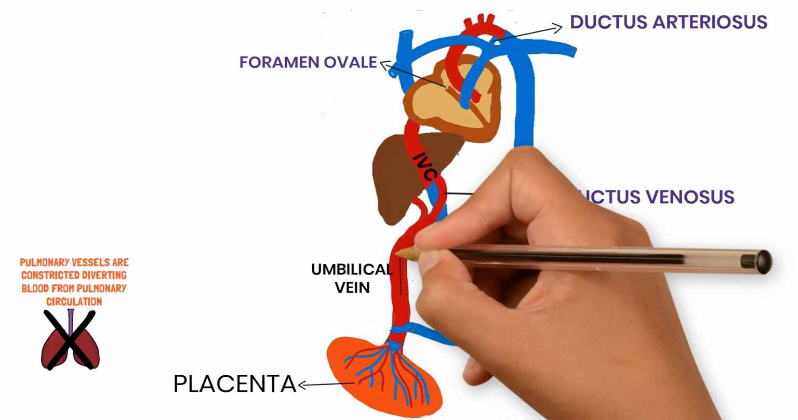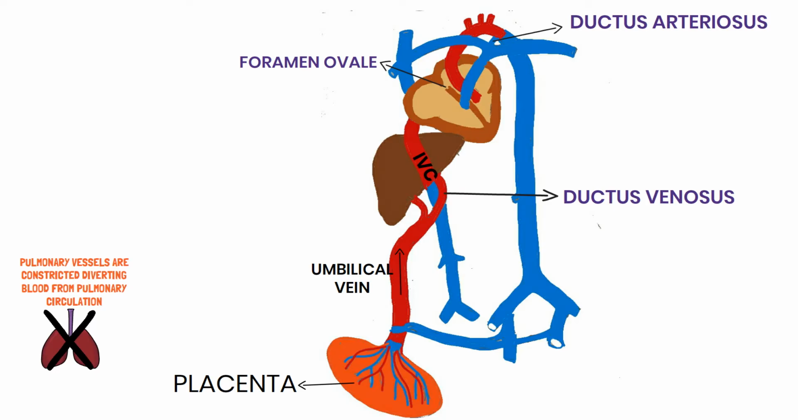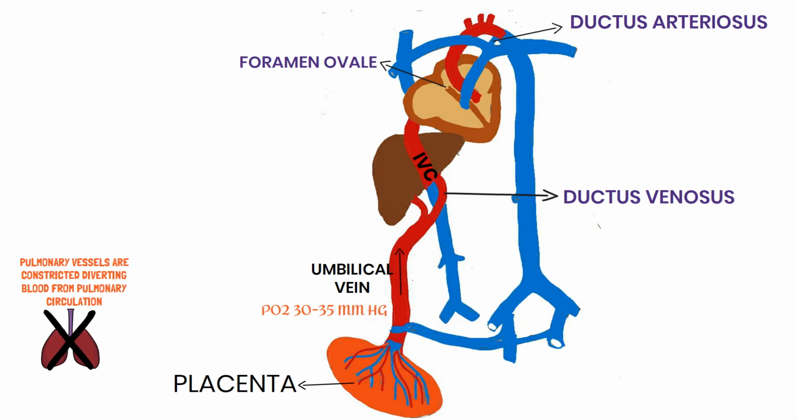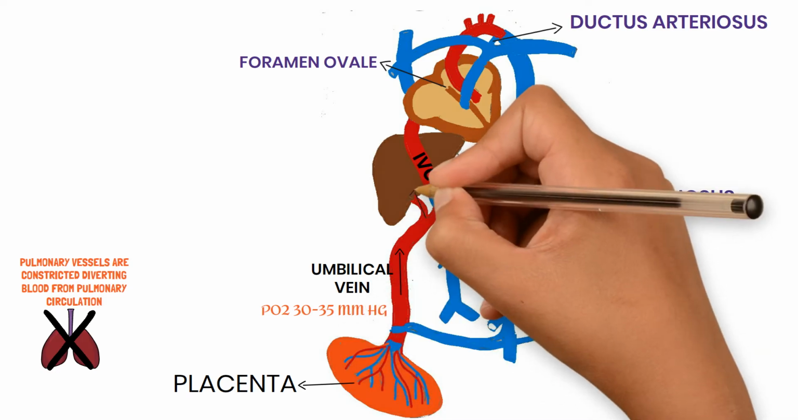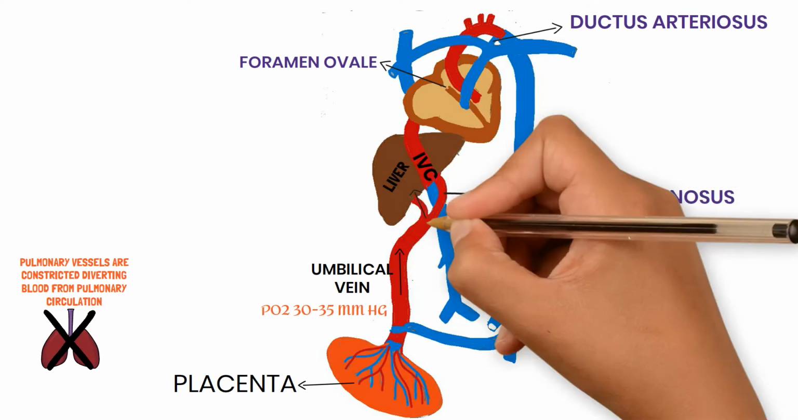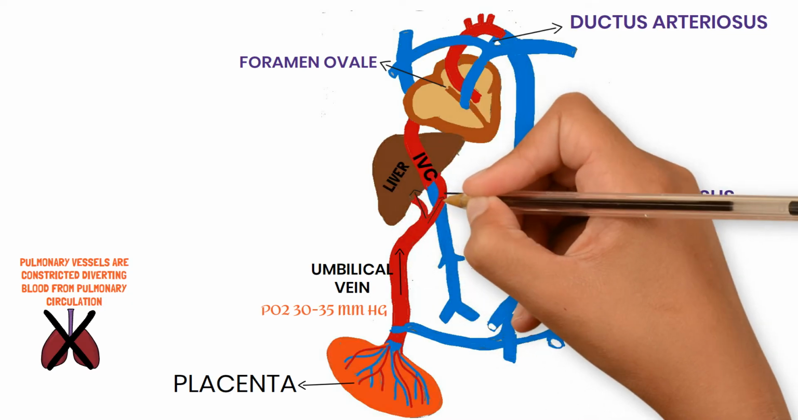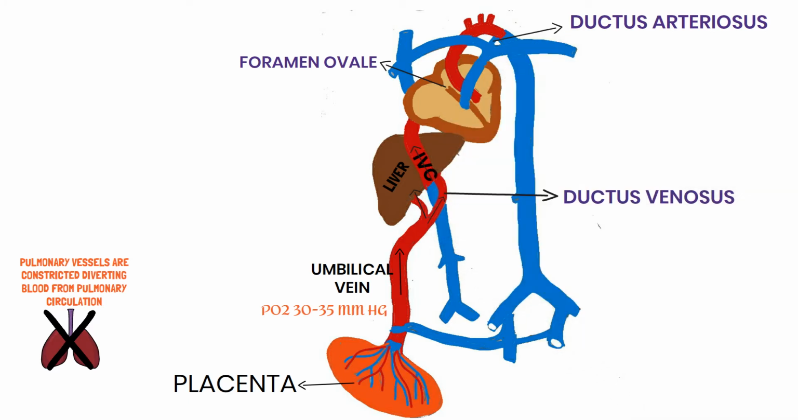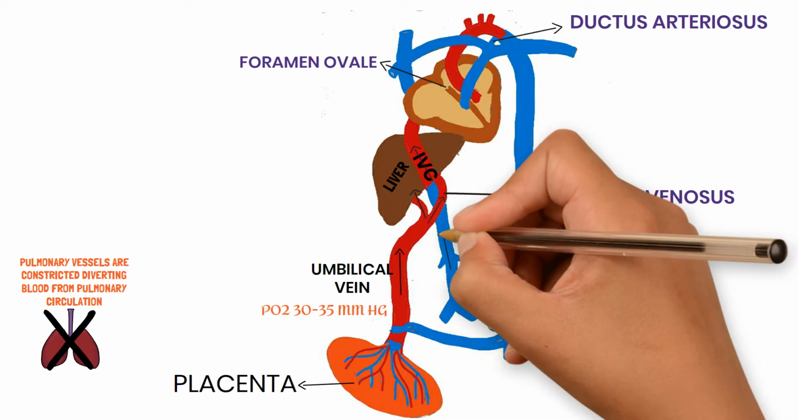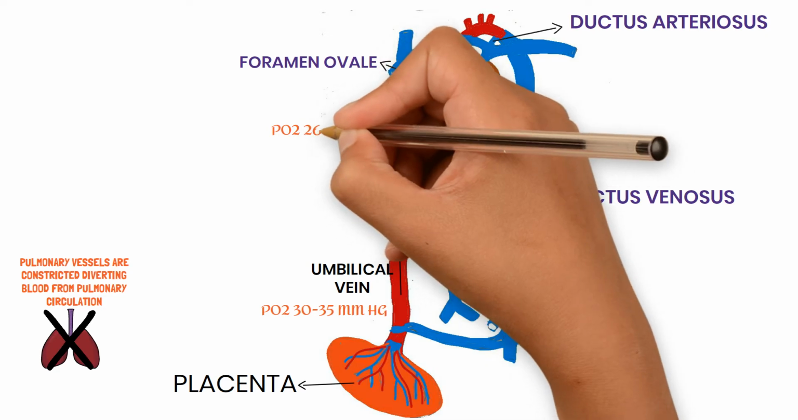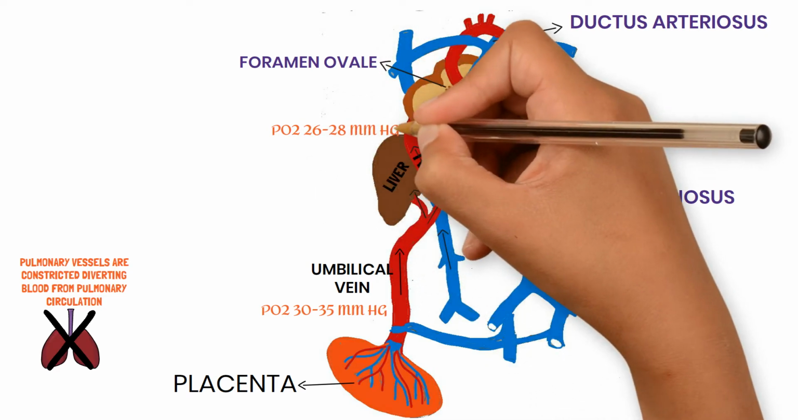Here, oxygenated blood is carried by the umbilical vein from the placenta. But placenta is not as efficient as lungs, so PO2 is only 30 to 35 mm of mercury. Some of this blood perfuses liver, whereas the rest bypasses liver by passing through ductus venosus into IVC. But IVC also receives deoxygenated blood from the lower fetal body. This drops the PO2 to 26 to 28 mm of mercury.